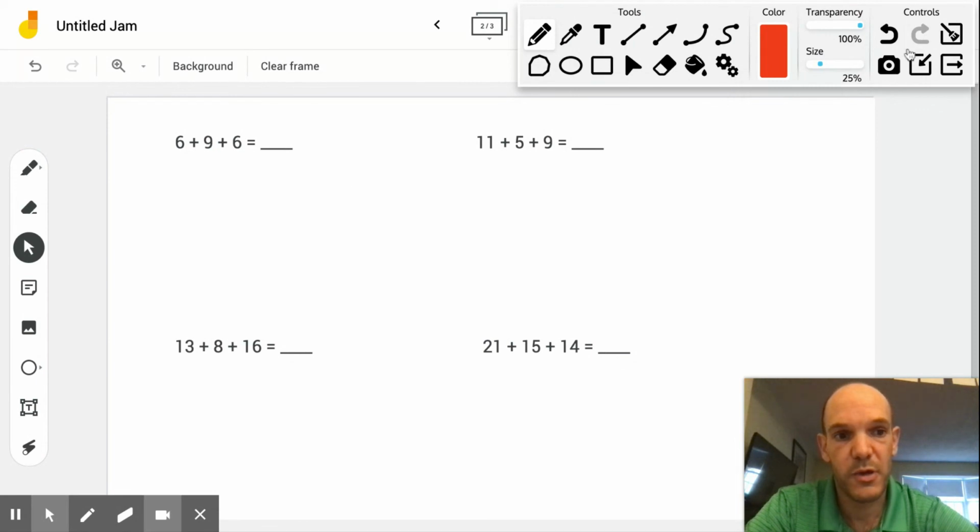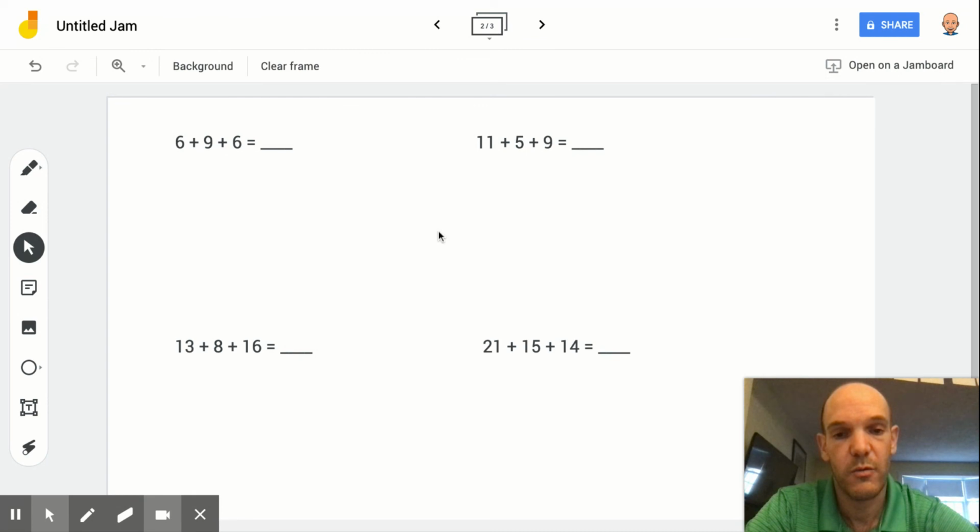So that is pretty much what I wanted to show for today in terms of working with multiple addends, with three addends. So I hope that helps as a resource for home.